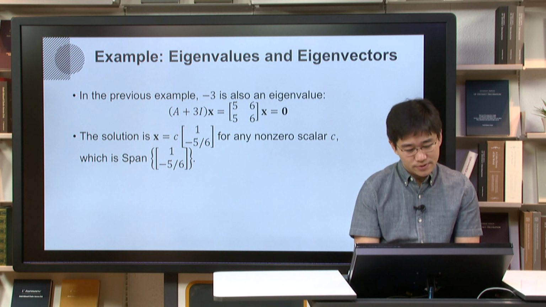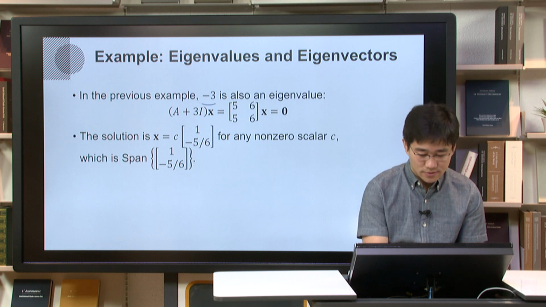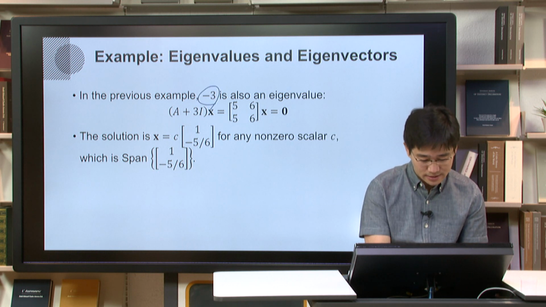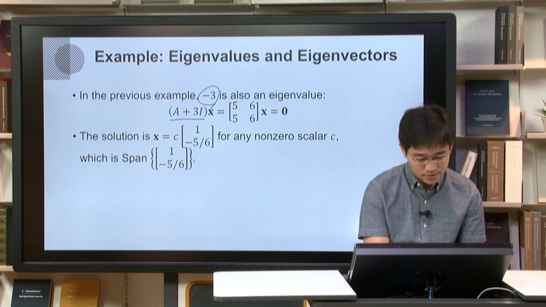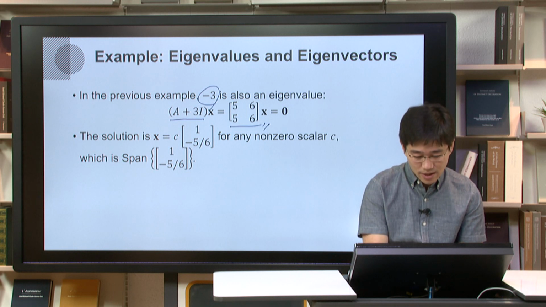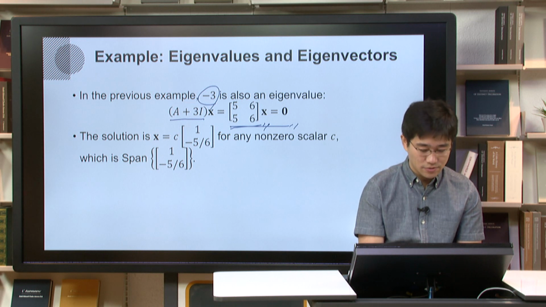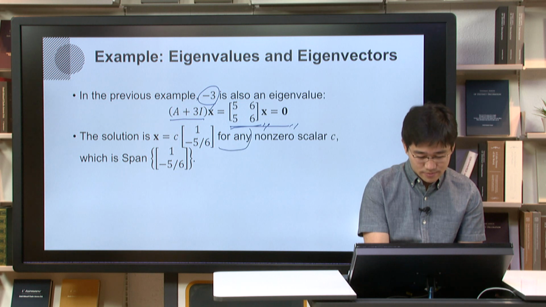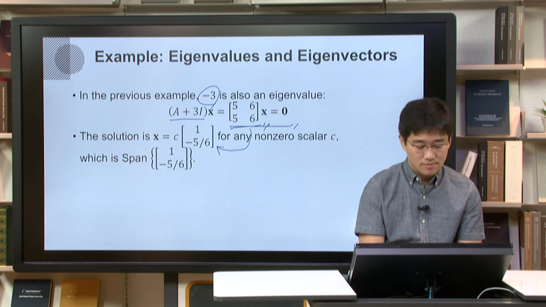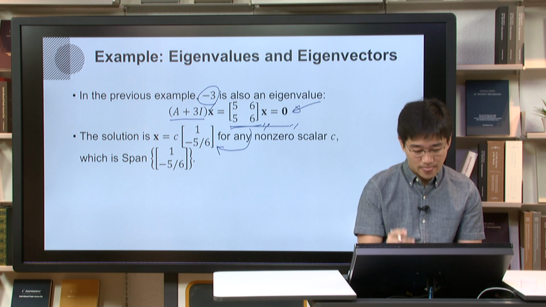And in this previous example, there exists another eigenvalue, which is minus 3 in this case. Let's verify that this is also true. A plus 3I is obtained by this matrix, and then we have to obtain the solution that satisfies this new equation. We can easily obtain the solution as this vector, 1, minus 5 over 6, that satisfies this equation.